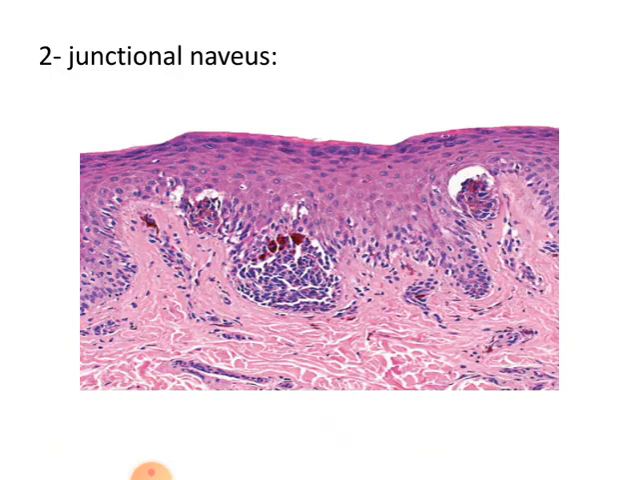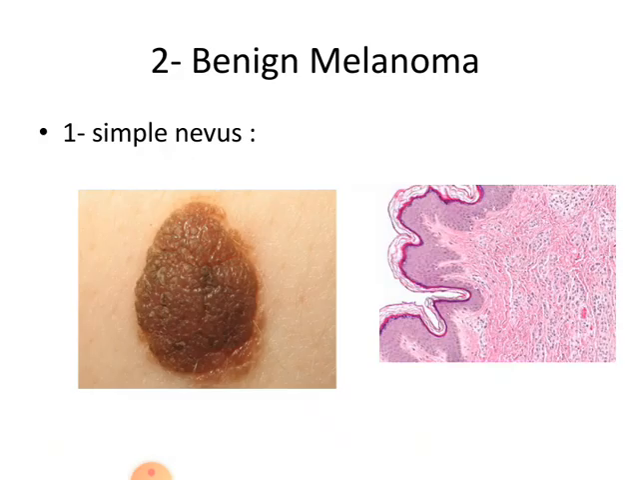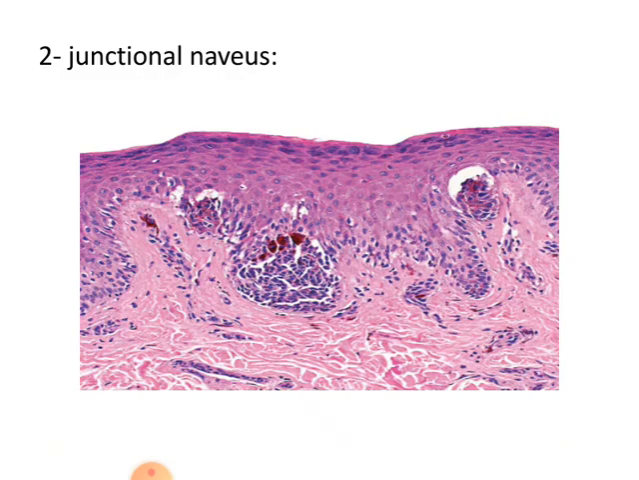Again, we have 5 types of benign melanomas. Simple nevus, the melanocytes are present near the epidermis. It's common in every site of the body except the palm, sole, and genitalia, may contain hair, and doesn't turn malignant. Junctional nevus, the melanocytes are condensed at the basal layer of the epidermis. Junctional nevus occurs at any site of the body, especially genitalia, palm, sole, and mucous membranes. It's hairless and may turn malignant.